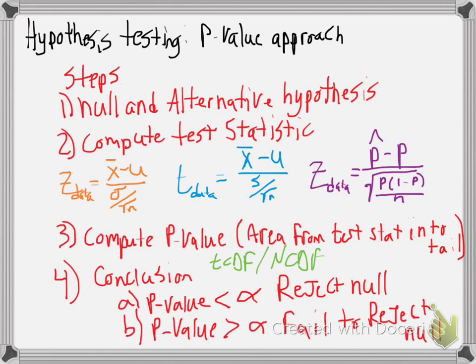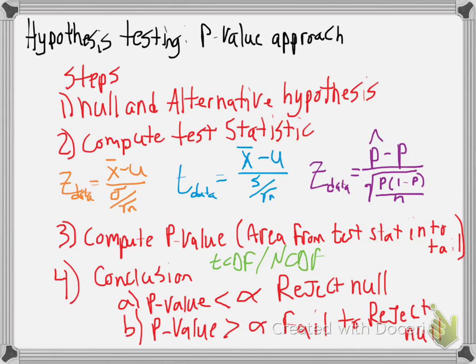Today I'm doing a video on hypothesis testing, the p-value approach. I've written these steps on the board more than a couple times, but let's go over them again. For any hypothesis test, you need a null and alternative hypothesis. The big thing about the alternative is it tells you if you're looking at the left tail, right tail, or two-tail alternative. So that's important to note down.